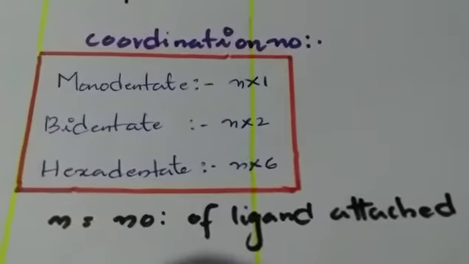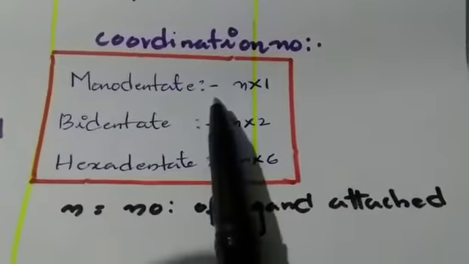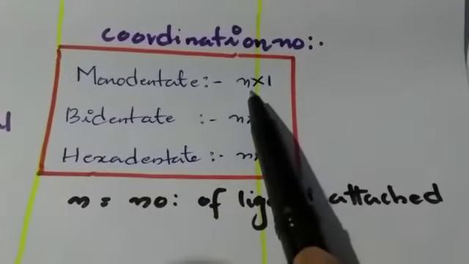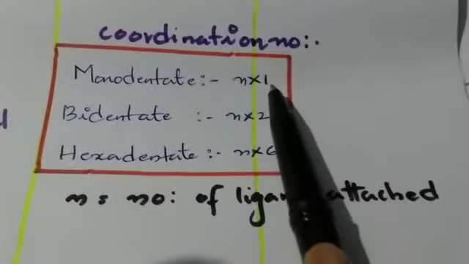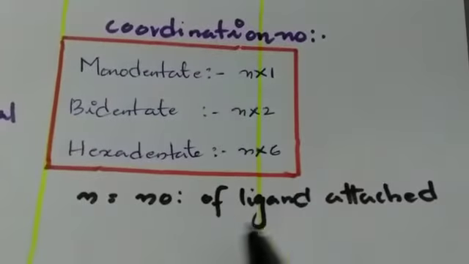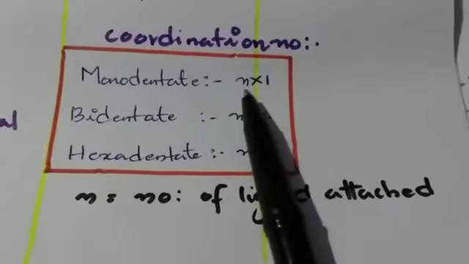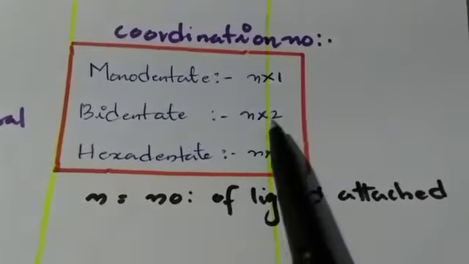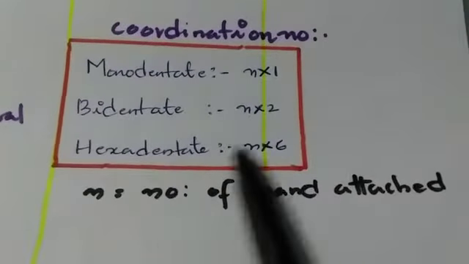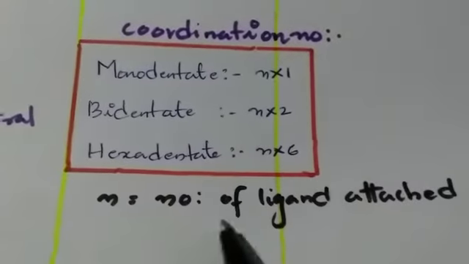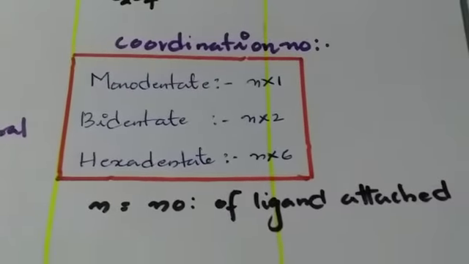So when we are going to find the coordination number, if there is a monodentate ligand, we have to do n into 1. The n is the number of ligands attached. So for monodentate it is n into 1, for bidentate n into 2 and for hexadentate n into 6.